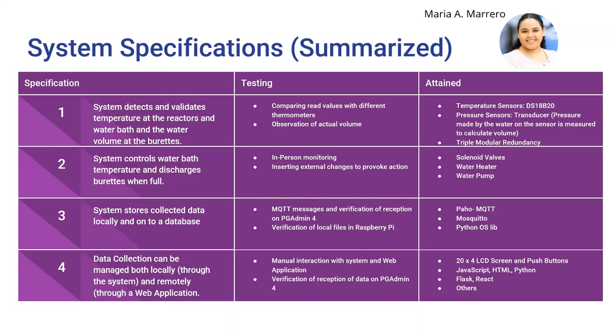For the system specifications, first, the system has to detect the temperature at the reactors and the water bath, and the volume at the burettes. This was obtained by using temperature sensors and pressure sensors. The system also has to maintain a uniform water bath temperature and discharge burettes when full. This was implemented by using solenoid valves, a water heater, and a water pump for circulation.